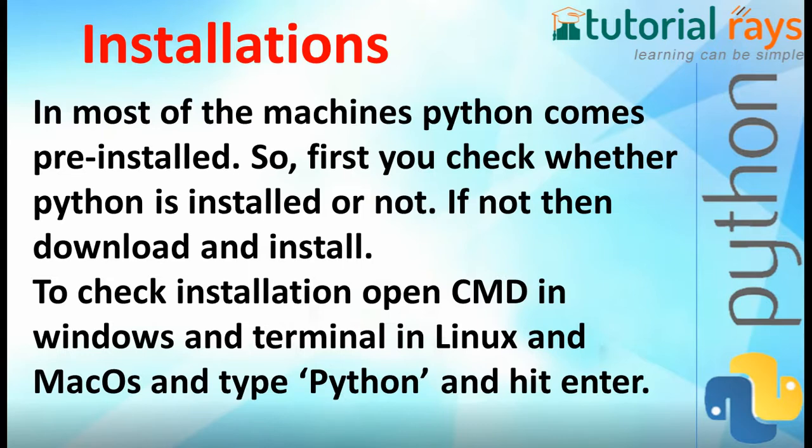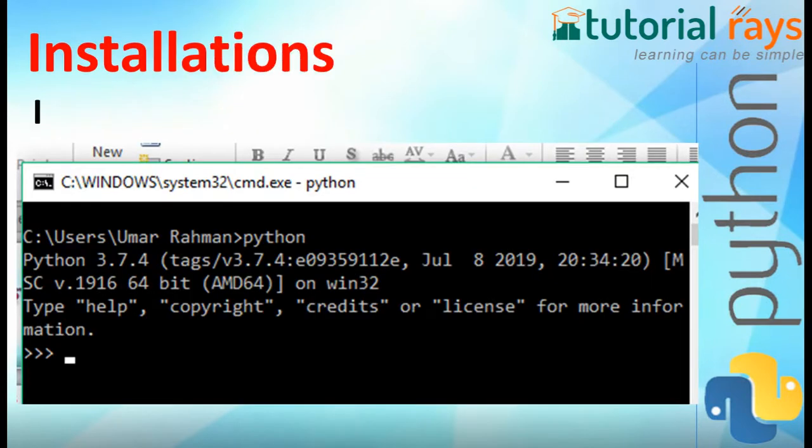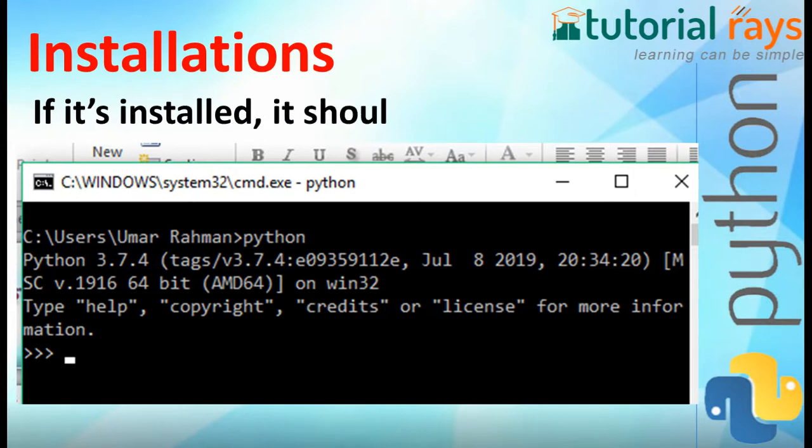So to check whether the Python is installed into your computer or not, simply type Python in command prompt or terminal in Linux and Macintosh. In case of my machine, when I typed Python, it is displaying 3.7.4 because I have already installed the Python into my local machine. In case it is not installed, let me show you the practical example.